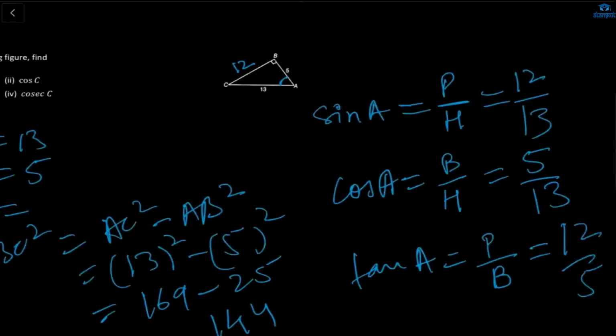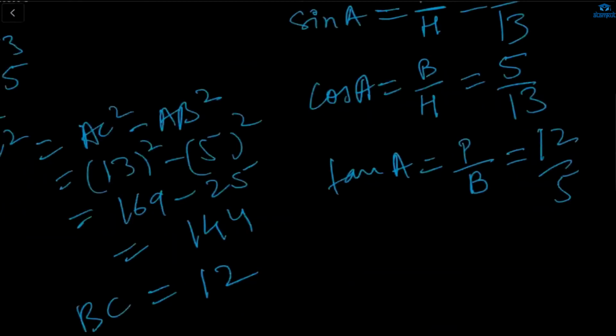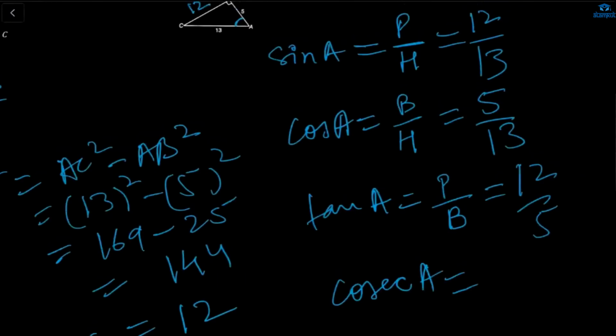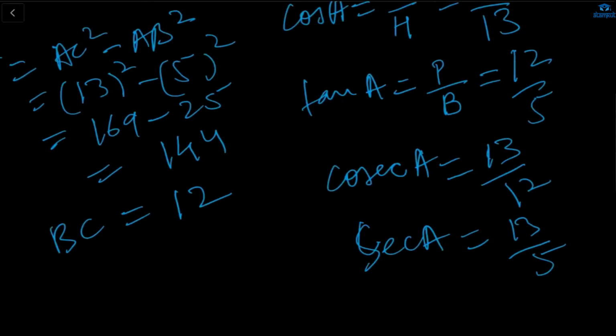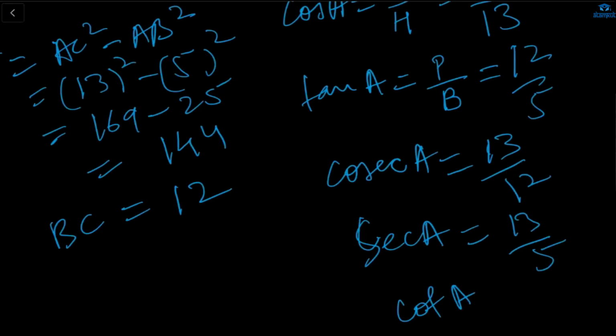Okay. Now, similarly, we can find cosec A. Cosec A will be the reciprocal of sin A, that will be 13 by 12. And sec A will be the reciprocal of cos A, that is 13 by 5. And cot A will be the reciprocal of tan A, which will be equal to 5 by 12.